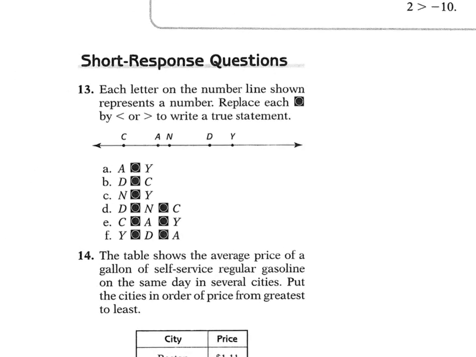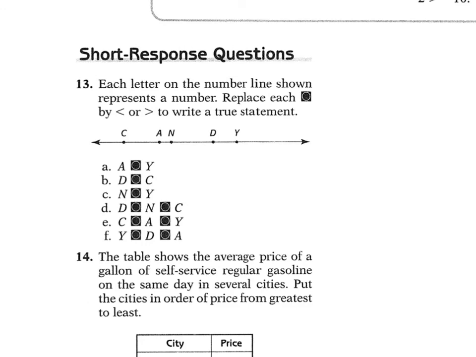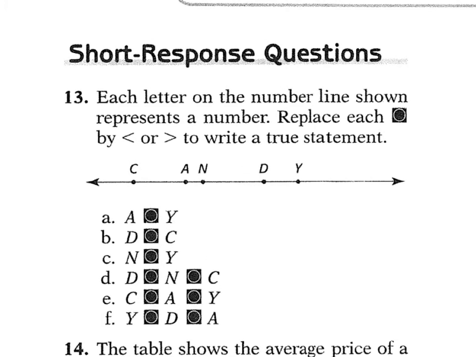For 13, each letter on the number line shown represents a number. Replace each block by less than or greater than to write a true statement. So for A, we have A and Y. A is here, Y is here, Y is to the right, so Y is greater than A. For B, we have D and C, so C and D. D is to the right, so D is greater.